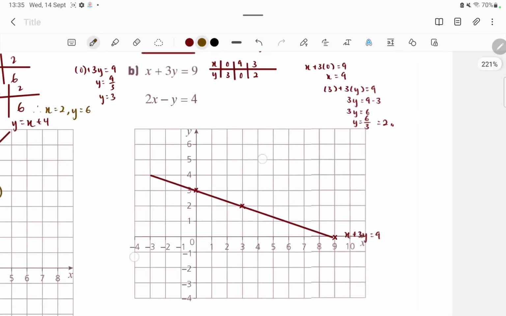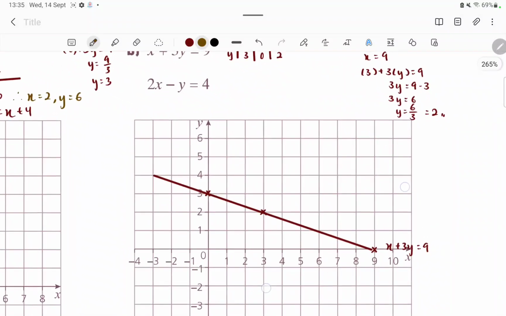Okay, let's look at the second graph here. 2x minus y equals to 4. So x, y. When x equals to 0, and then when y equals to 0, and then we choose one more. Okay. So when x equals to 0, let's try to substitute in.